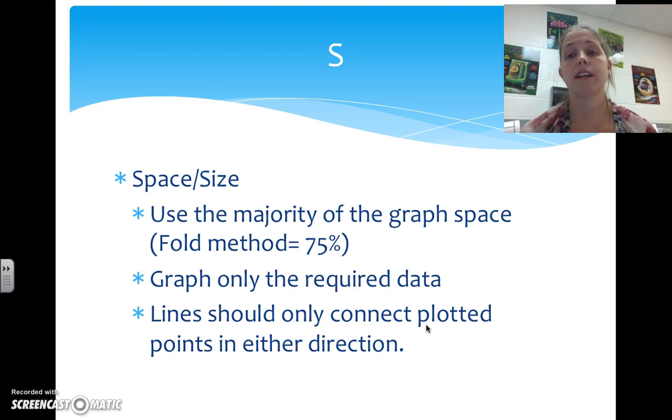Graph only the required data. So if I only want you to graph the averages, I don't want to see all of the trials that you did as well, just the averages. So make sure you have graphed all the required data. And if it is over time, make sure you've connected them with a line. If it is a scatter plot, make sure you've drawn a best fit line. We'll practice doing those this year.